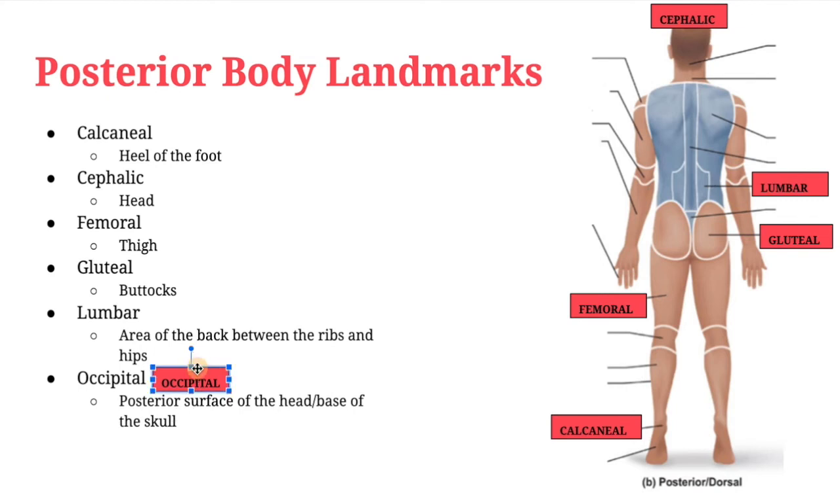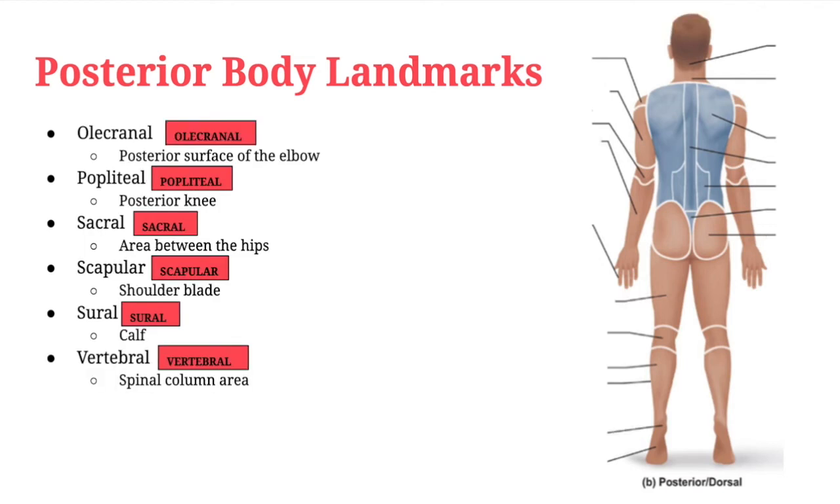Our last one for this slide is occipital. That is at the back of the head, or the base of the skull. So if you've ever learned the lobes of the brain before, your occipital lobe of your brain is the back of your brain. So the bone that covers that is the occipital bone, that part of your skull. So that region is called the occipital region.